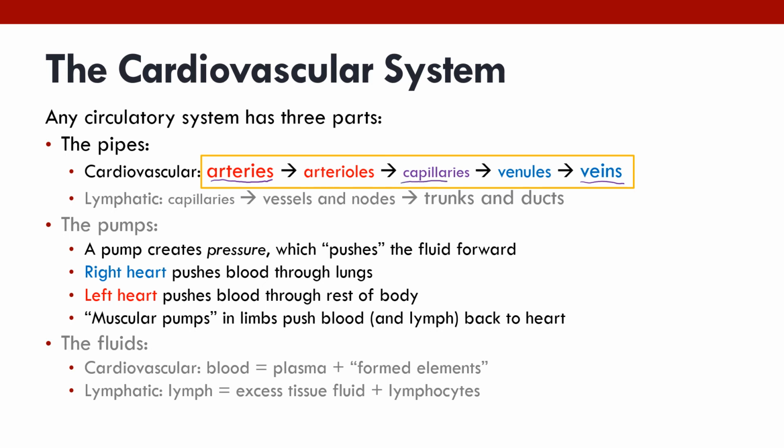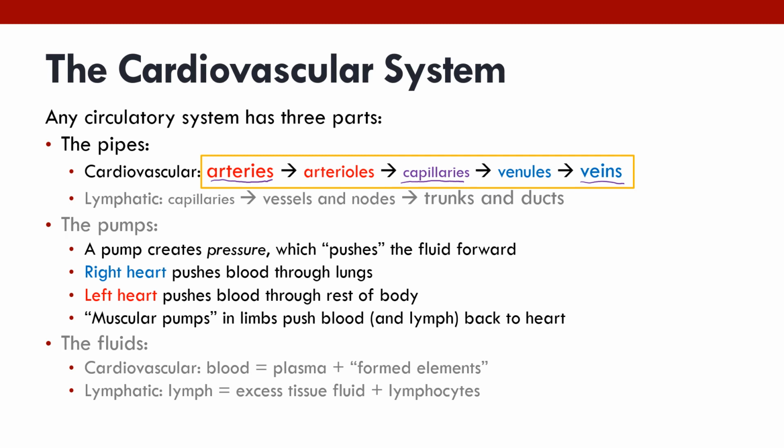Capillaries are the ones that circulate blood through one of your organs, where oxygen and carbon dioxide and nutrients and waste products and all of those things can exchange between the blood and your organ. In between arteries and capillaries are arterioles. In between capillaries and veins are venules.